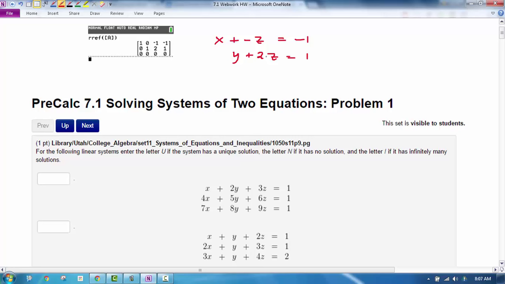So with this system right here, there's an infinite number of solutions. If you think about just plugging in a number for z, you'll get a solution for x, you'll get a solution for y. You can just plug in a different number for z and get another ordered pair for x and y. So there's an infinite number of solutions for x, y, and z that would solve this system. So we're going to say infinite number of solutions there.